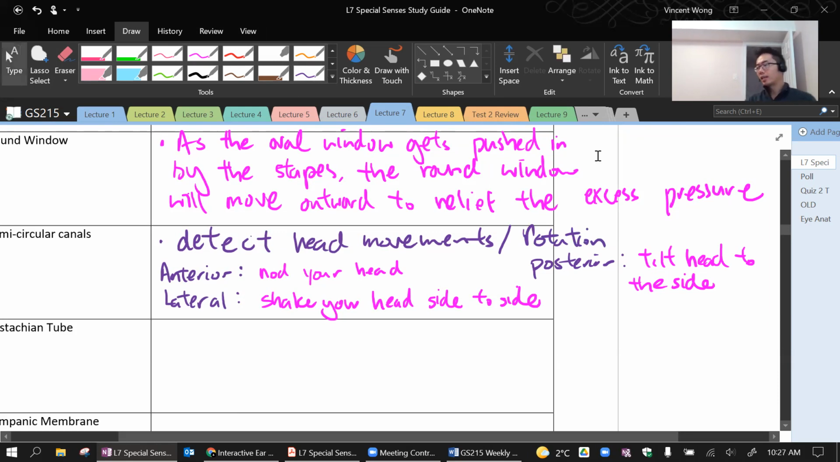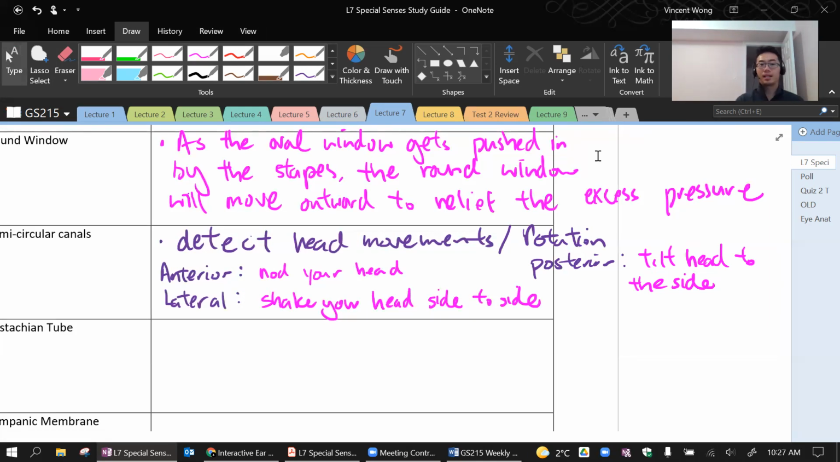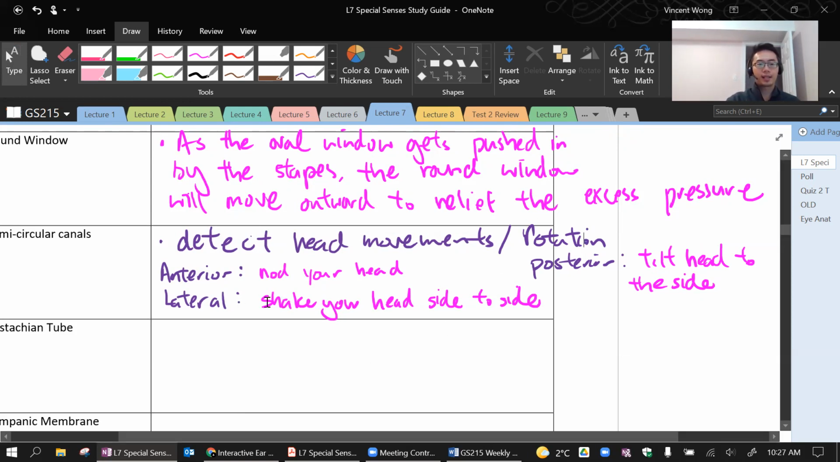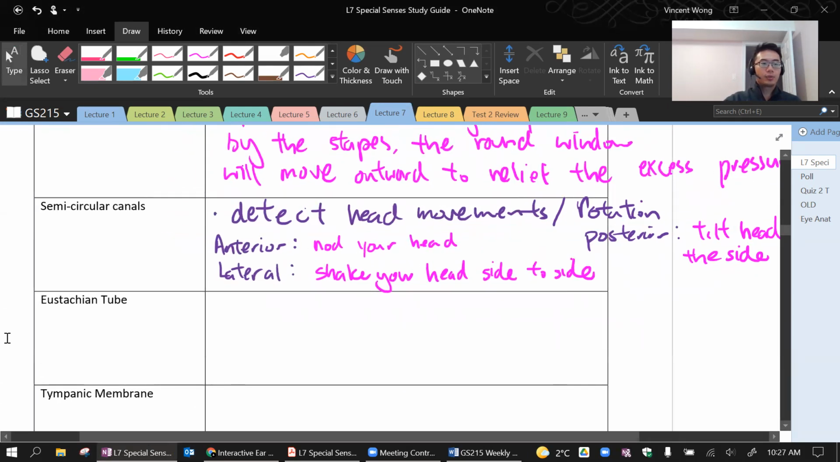So tell me, if I rotate like this, which semicircular canal is going to get stimulated? Is it the anterior, the lateral, or the posterior? Anybody want to answer that? Rochelle said lateral, and that would be correct. Okay, lateral. Very good.